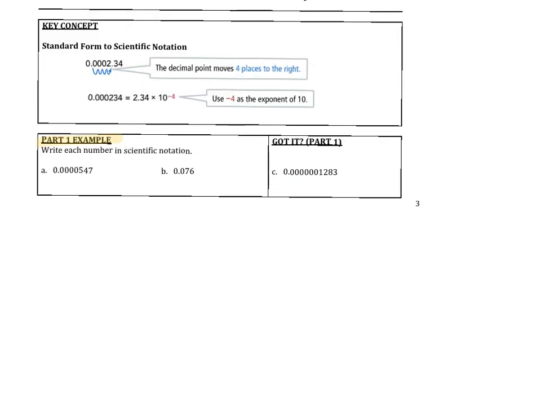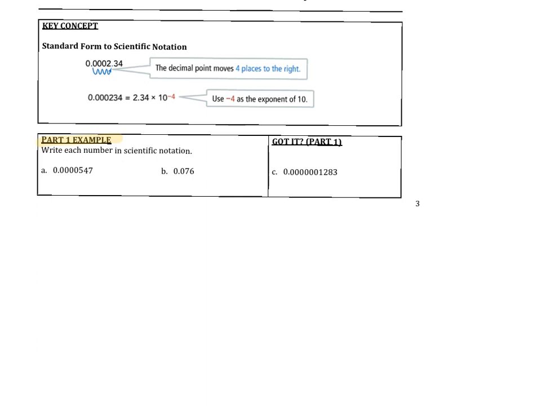Let's try example 1 and look at A and B here. So currently here's my decimal point. Where do I need my decimal point to be if I want the first number to be between 1 and 10 for scientific notation? Would it work if it was all the way after the 7? 547 is way too big. What about 54.7? Oh, that's still too big. What about 5.47? There it is.